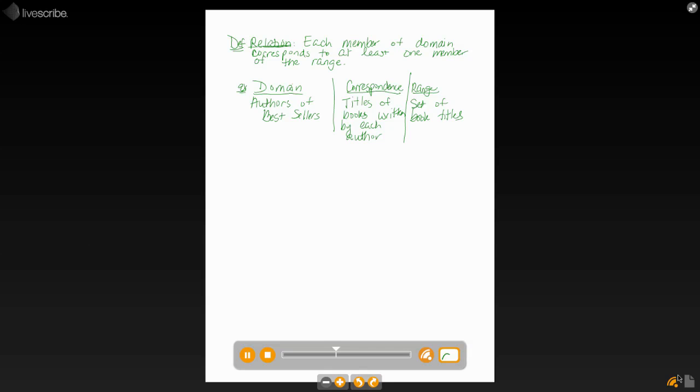Okay. So the domain we already know is, where you're starting, the input. The range is where you're ending, the output. And then the correspondence tells you how they're related. Is that okay? So you've got your authors, you've got your books, and they're related by which author wrote which title of the book. Okay?